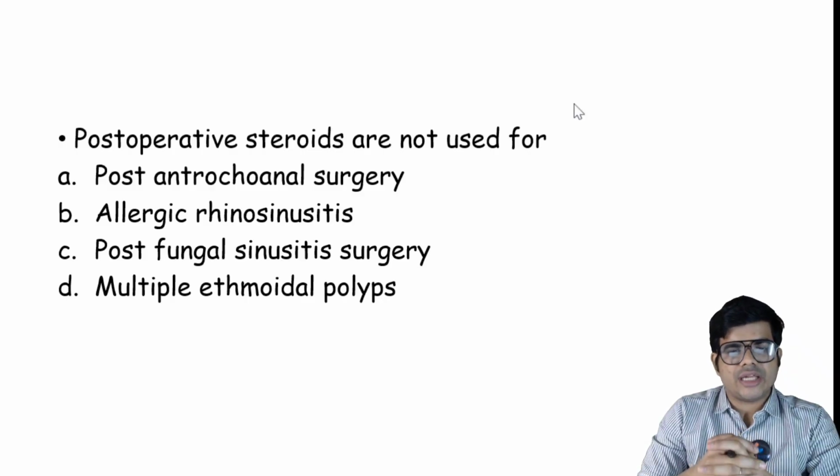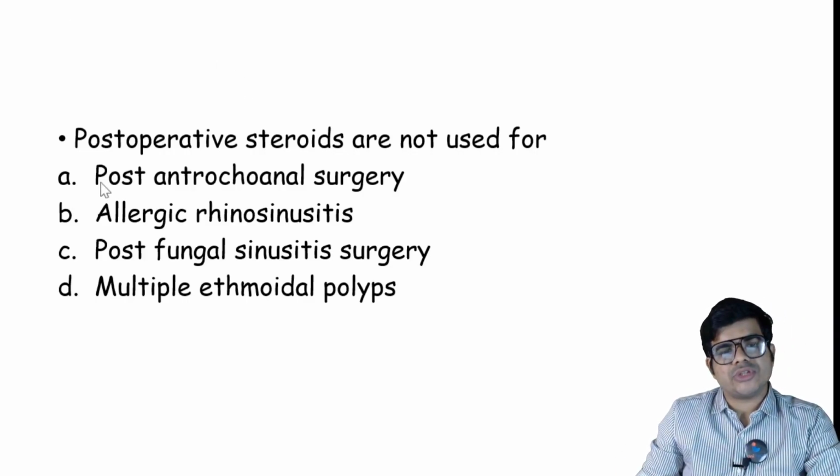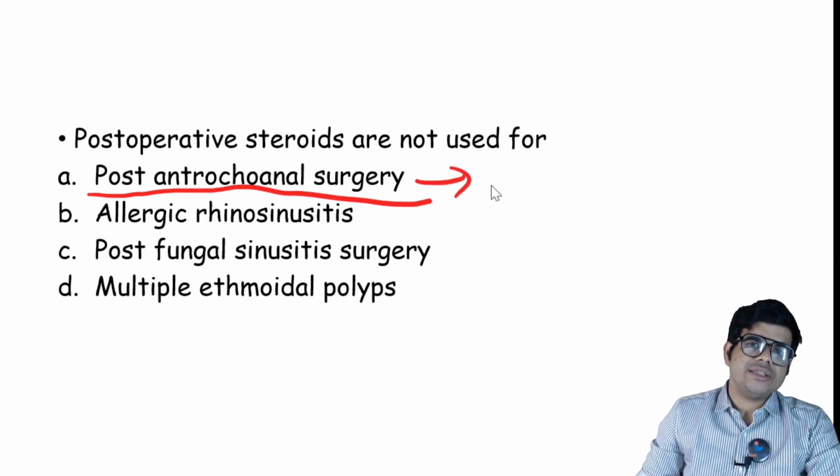Post-antrochoanal surgery, allergic rhinosinusitis, post-fungal sinusitis surgery, multiple ethmoidal polyps. The answer is post-antrochoanal surgery, because antrochoanal polyp, what did I tell you about antrochoanal polyp? It is seen in children, right? Unilateral antrochoanal polyp, it is seen in children.